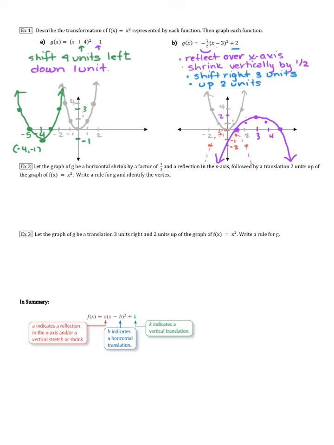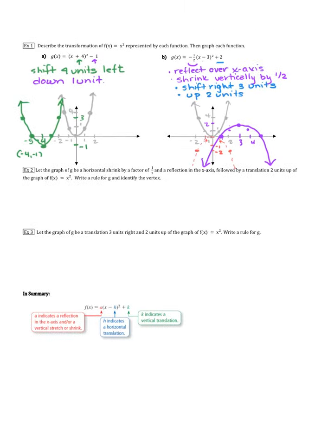Okay, so now that's how you would graph them. Now what we're going to do is, given the description, try and come up with the equation that would go with the graph. So let the graph of G be a horizontal shrink by a factor of 1/3. So remember, our parent function is y equals x squared. So we're going to do this evolution step by step. So a shrink by 1/3 means that inside the parentheses, I'm doing the opposite. So that means since it's inside the parentheses, it's substituting for the x value.